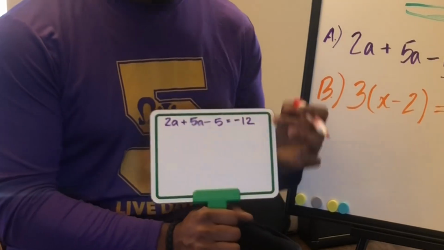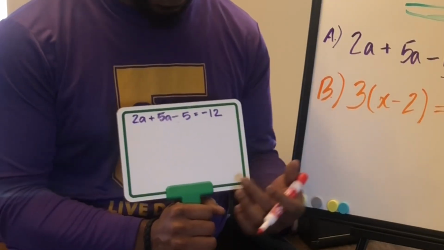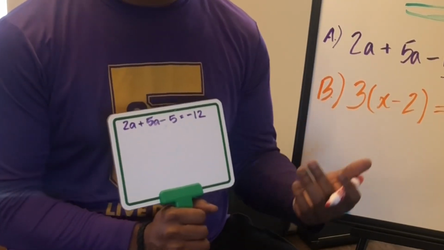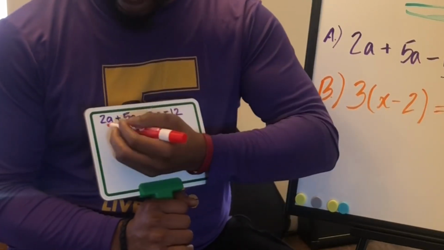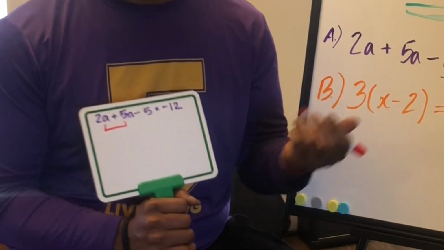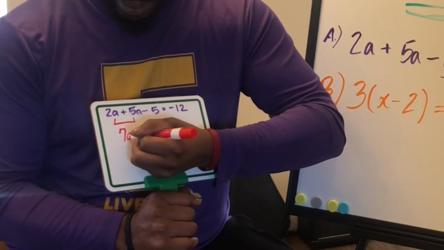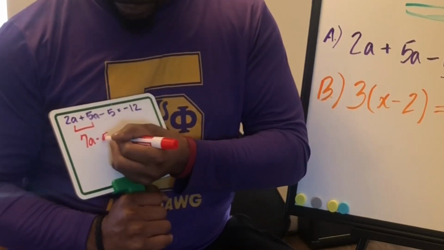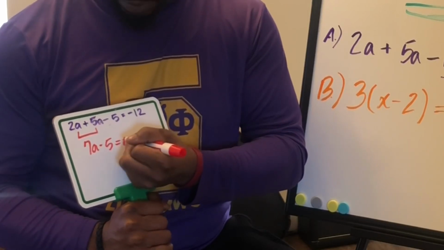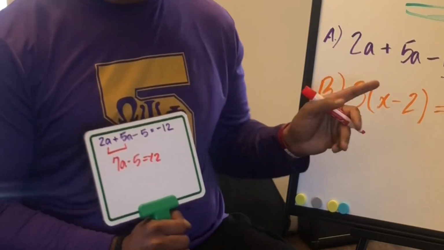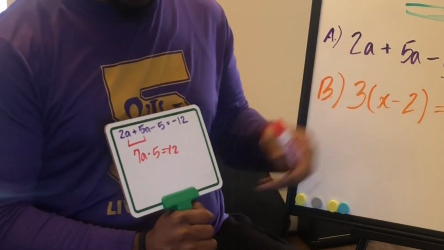First problem, 2a plus 5a minus 5 equal to negative 12. The first thing we need to do, combine like terms. That's 2a and 5a. What's 2 plus 5 is what I tell people. That's 7, and just put an a right behind it. Then it's minus 5 equal to negative 12. As you see, there's no change in anything other than the 2a and the 5a.